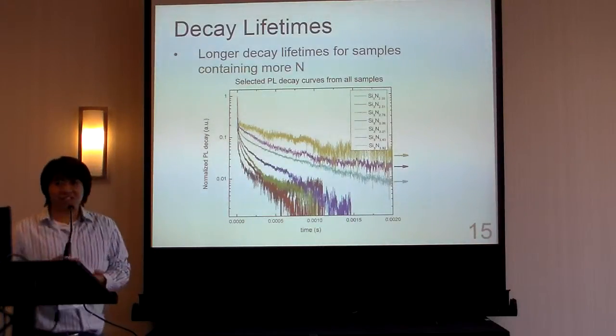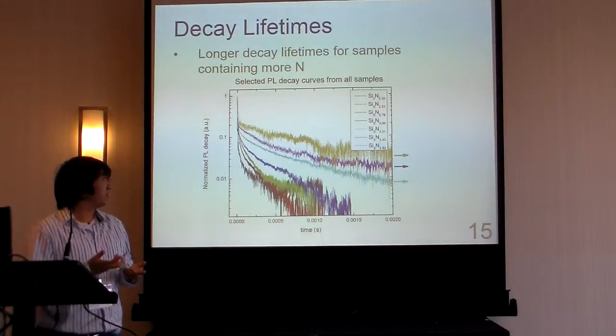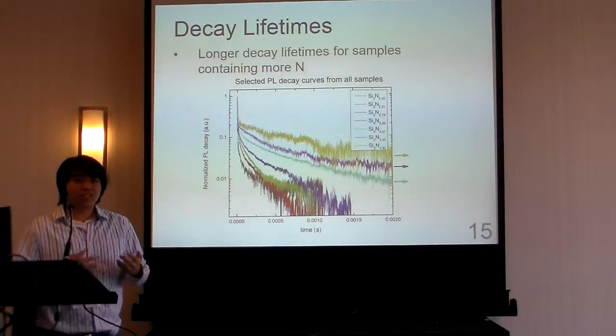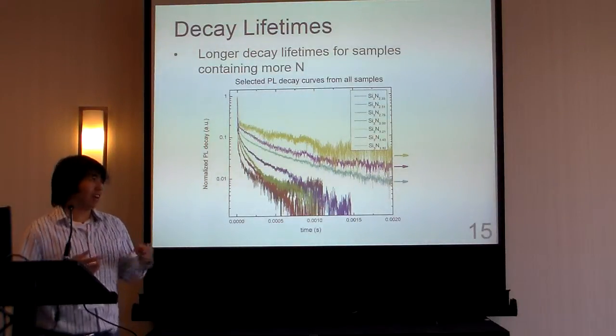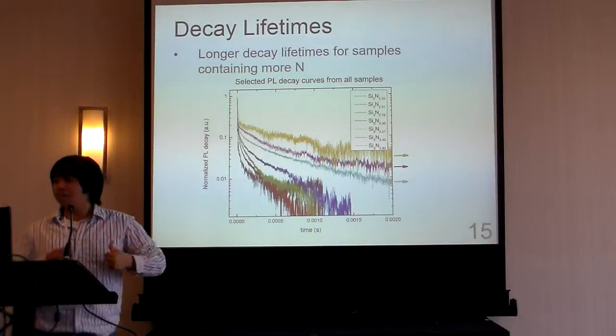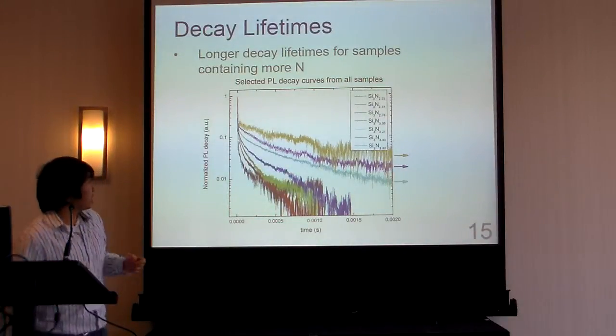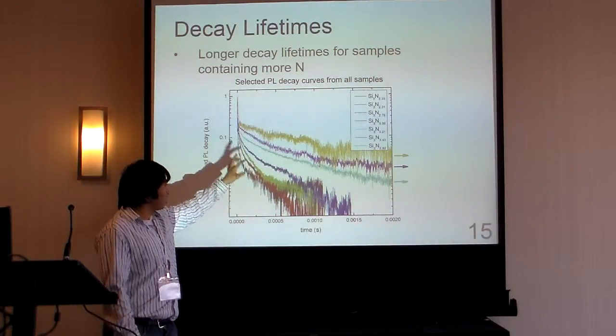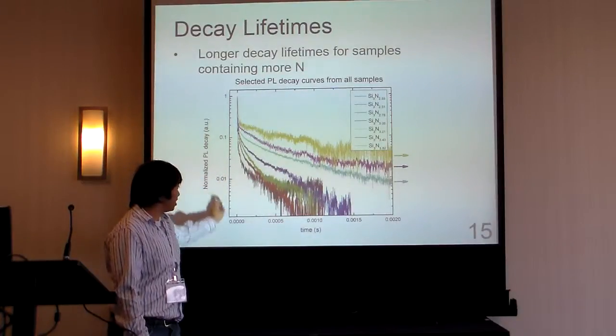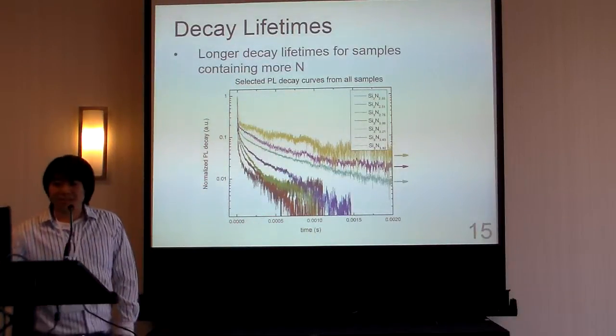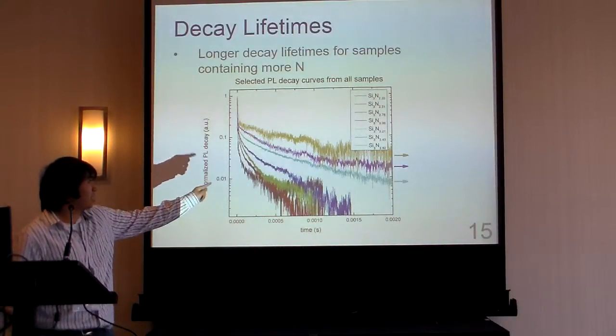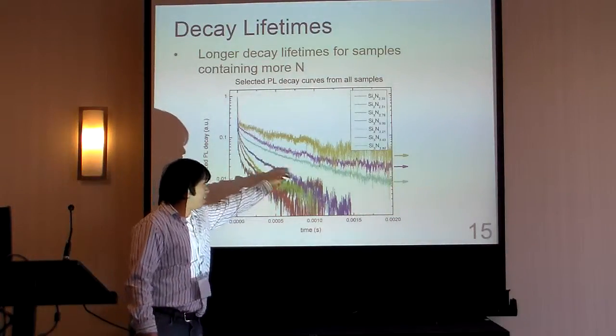So I measured these PL decay curves for the same silicon nitride samples that I obtained the spectra for. And these curves are plotted on a normalized voltage and time grid. And you can see that for samples containing more nitrogen, they actually show longer lifetimes.